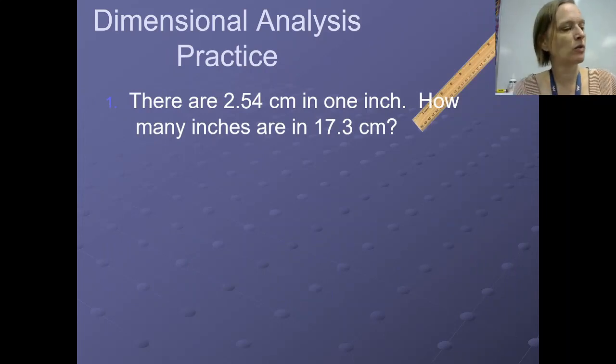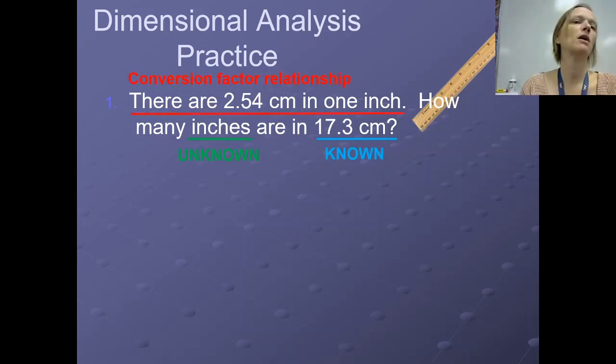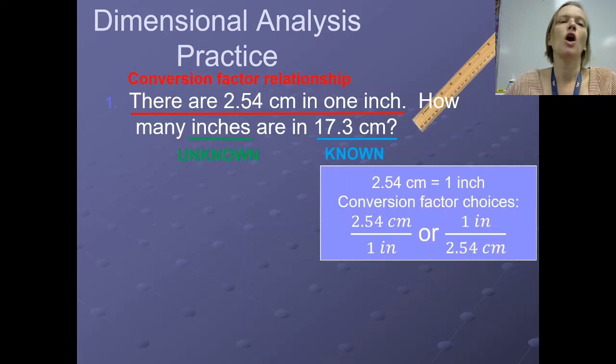Let's do another one. There are 2.54 centimeters in 1 inch. How many inches are in 17.3 centimeters? 17.3 centimeters is our known. Our unknown is how many inches we have. We're also given a conversion factor in this problem. So don't get that conversion factor confused with what the known and unknown is. So doing this problem, our known is 17.3 centimeters.